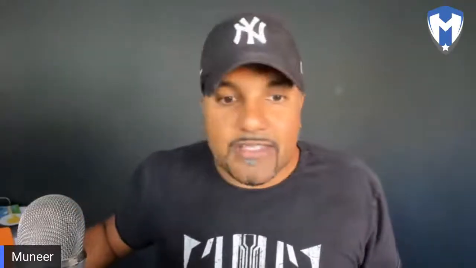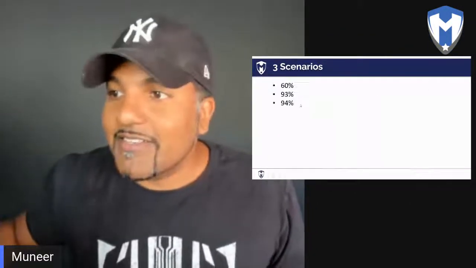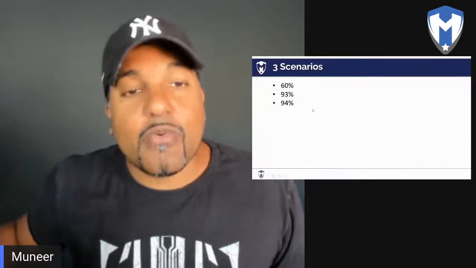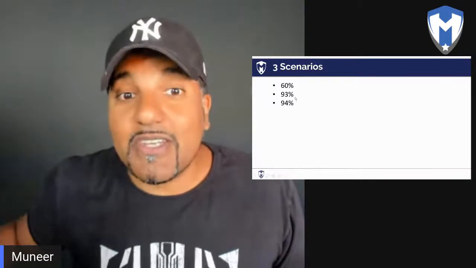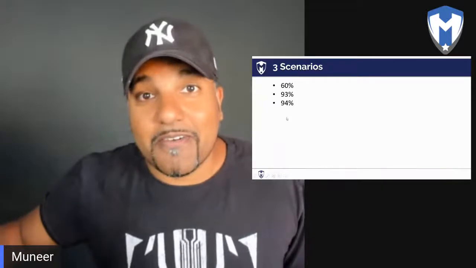And here's the reality. Let me just show this to you. These were the three scenarios. "Excuse me, I have 5 pages. May I use the Xerox machine?" "Excuse me, I have 5 pages. May I use the Xerox machine because I have to make copies?" Worst excuse in the world. And "Excuse me, I have 5 pages. Can I use the Xerox machine because I'm in a rush?" 60% was no reason at all. 93% was the worst reason. 94% success was the best reason.